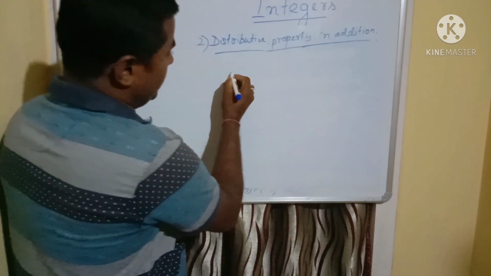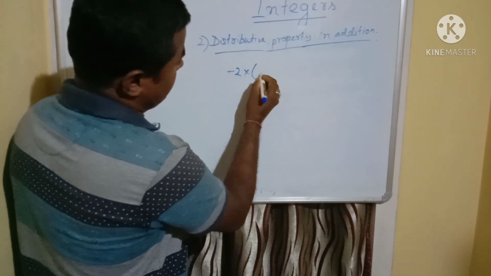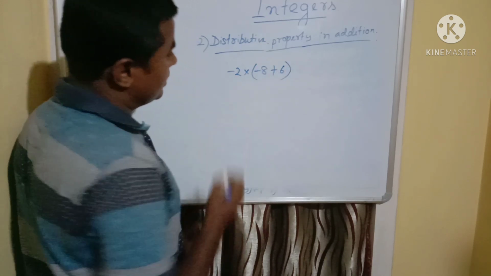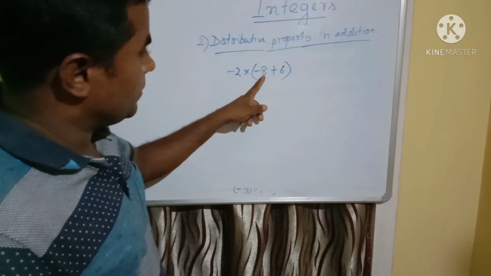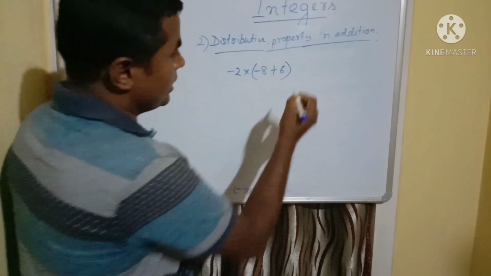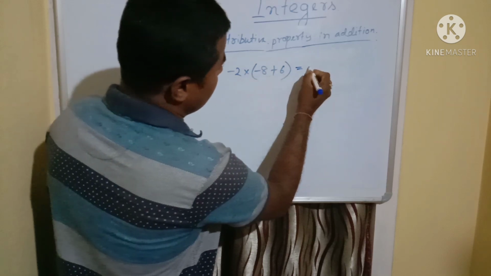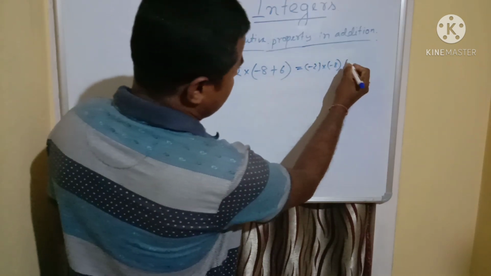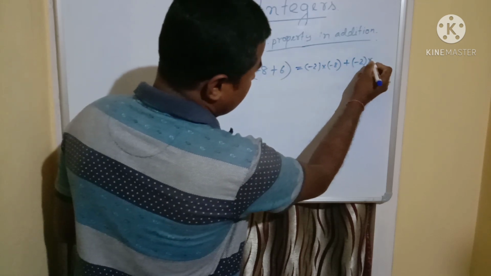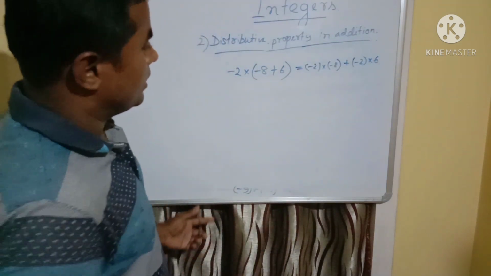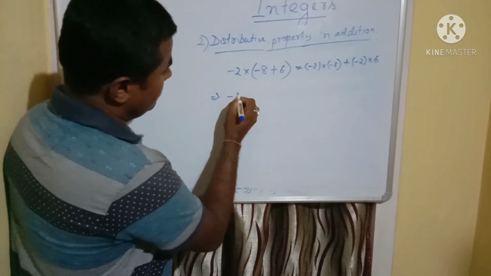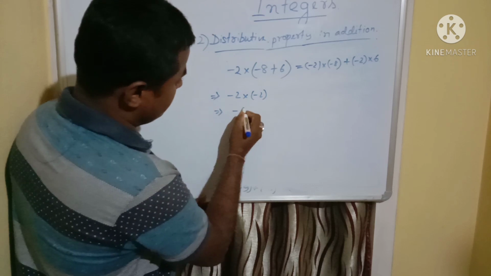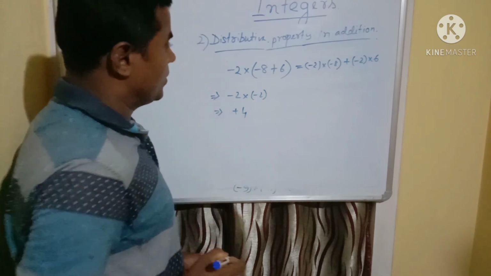Say in place of A we take 2, in place of B we take minus 8, and C is 6. That is, minus 2 into minus 8 plus 6. And what we get? Minus 2 into minus 8, then this plus sign, again minus 2 into 6. So finding the result, minus 2 into minus 8 plus 6, that is minus 2 into minus 2, and here it is plus 4.